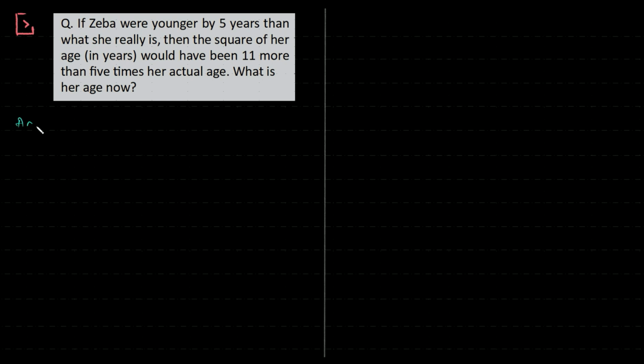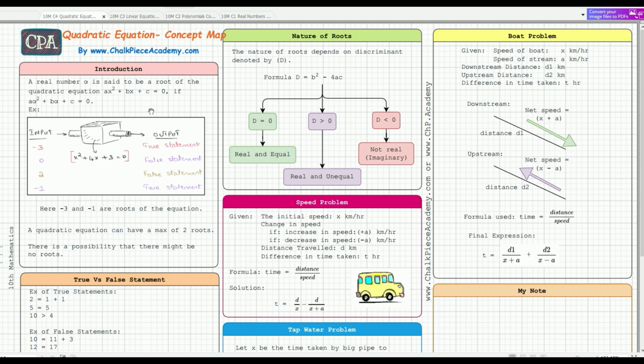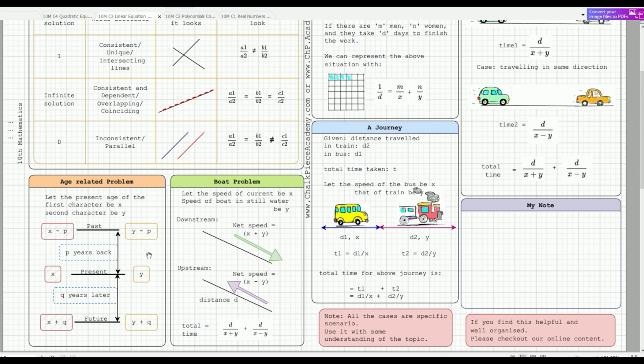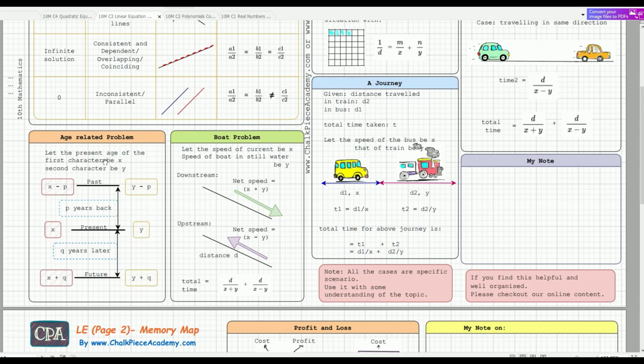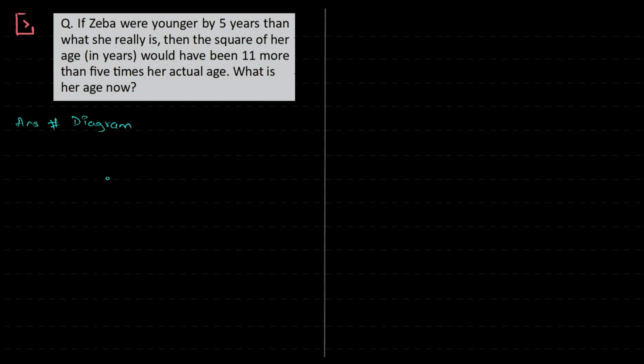So we have a person. They're talking about an age related problem, right? I'm just going to draw a rough diagram. This is better shown in your linear equation concept map. Whenever you get an age related problem, what do we have to do? We have to talk about x and y being the present age, and the past and the future will be x minus p and x plus q, right? Something like this will help.